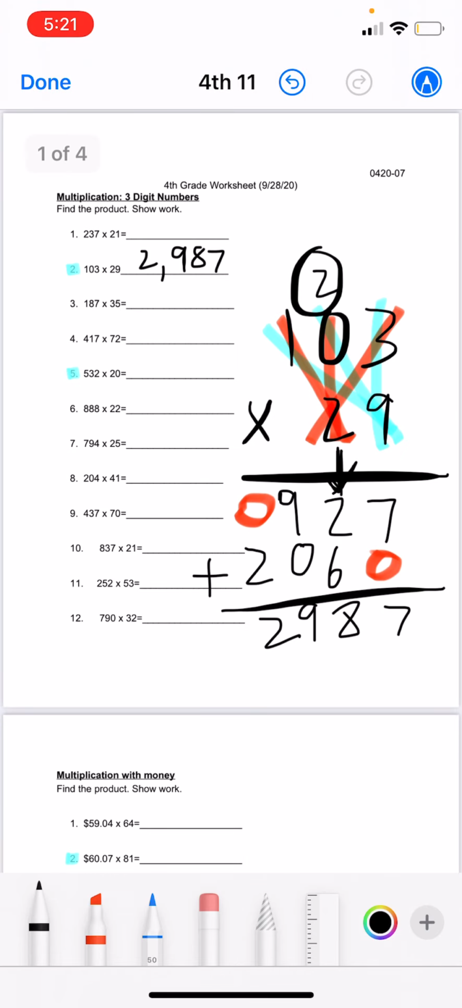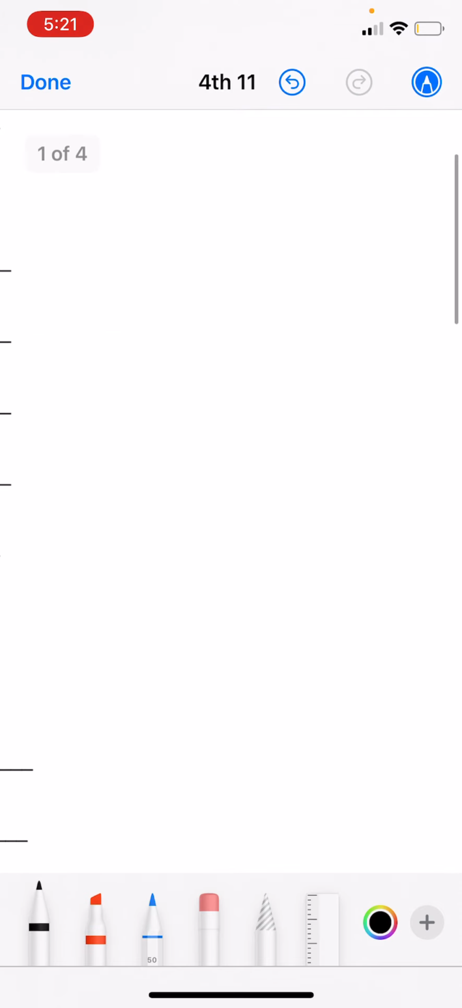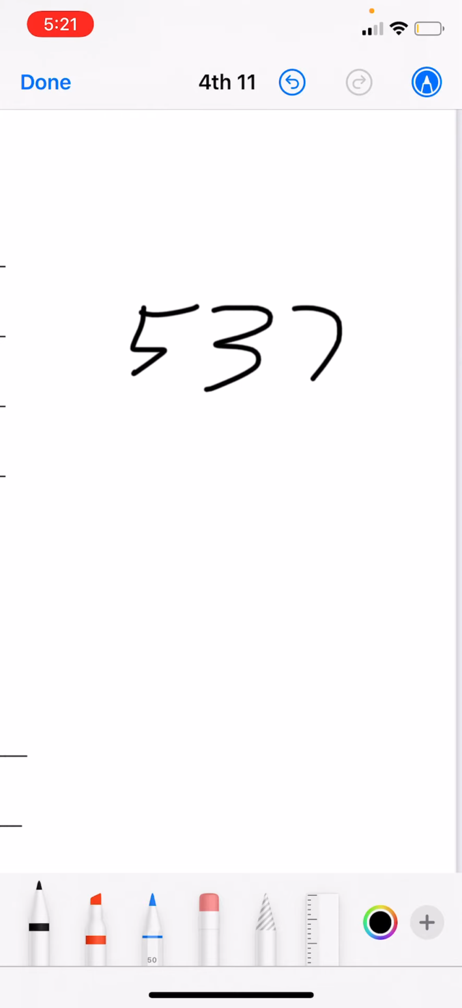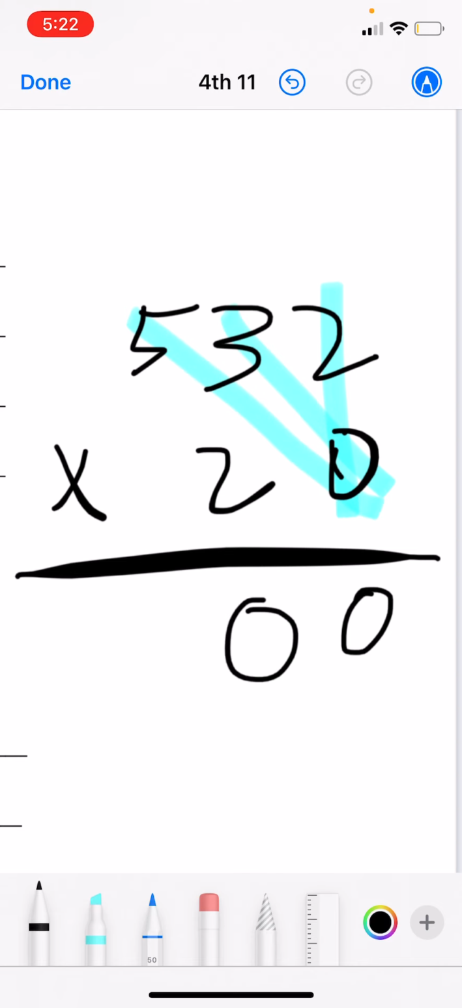Okay, now I'm going to be going over number 5, so I'll go ahead and erase this. Okay, so number 5 is 532 times 20. Again, I'll highlight which numbers we're going to multiply first. Let's go ahead and do 0 times 2, which is 0. Then we're going to do 0 times 3, which is also 0. 0 times 5, which is 0.